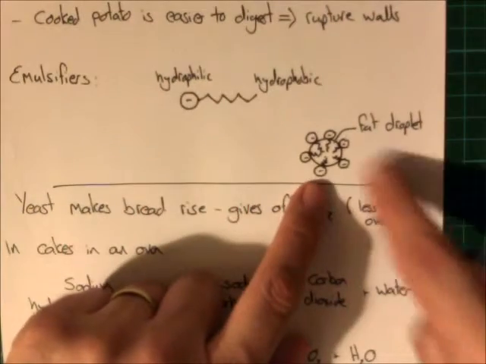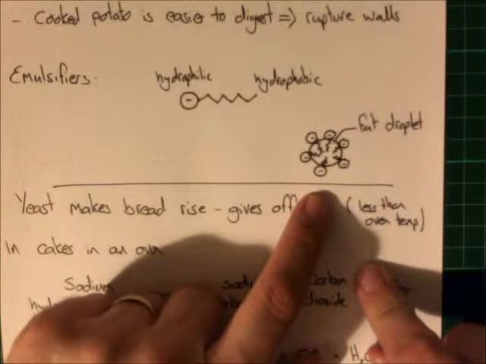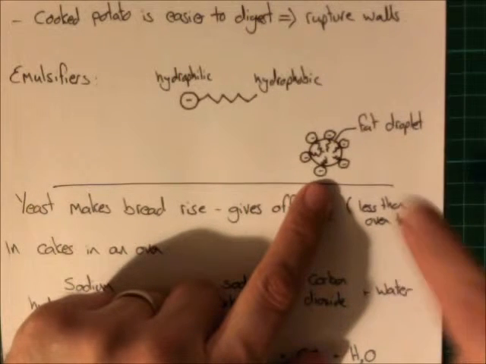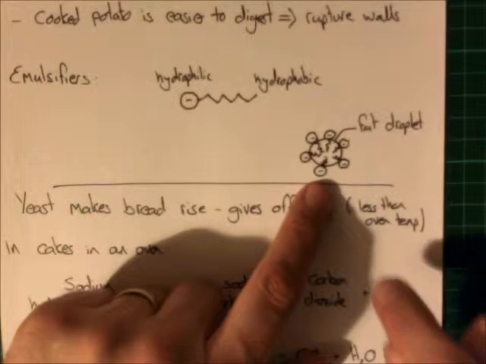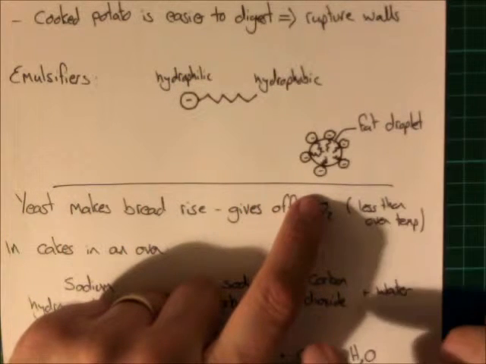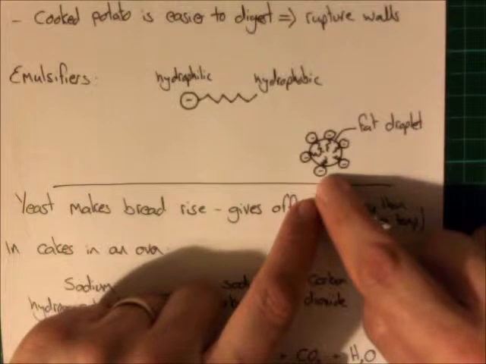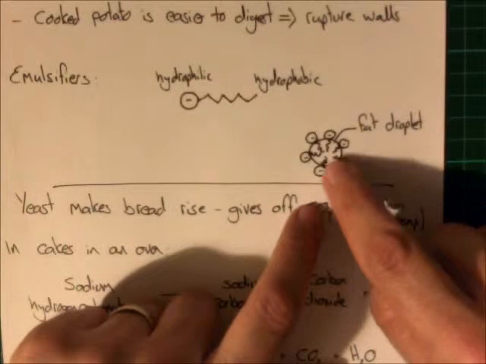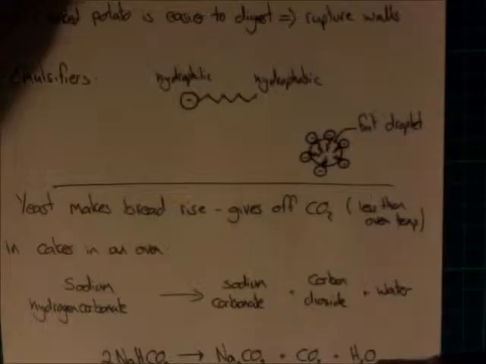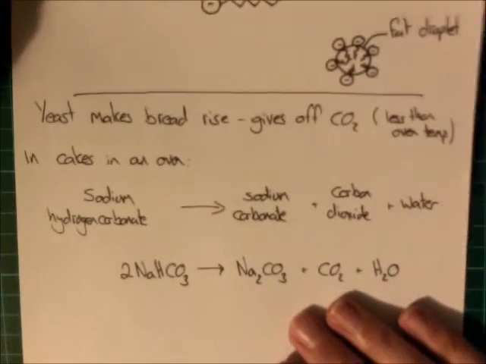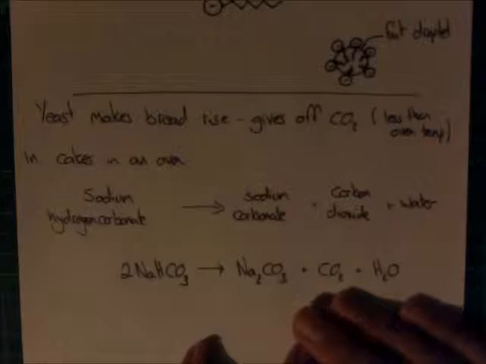So here we've got an example of a fat droplet, and this is what an emulsion is. It's not dissolved, but it's dispersed, and we have lots and lots of little droplets in and around the water, and they're covered in these emulsifying molecules where we have the hydrophobic end inside the fat and the hydrophilic end on the outside of the droplet, and that stops the two from separating.